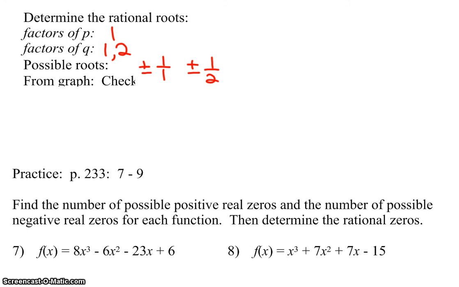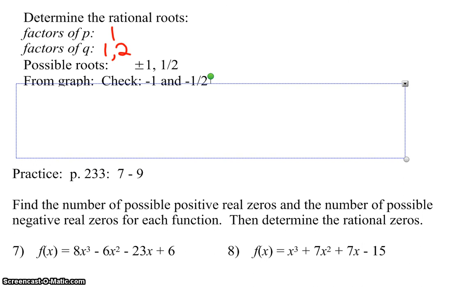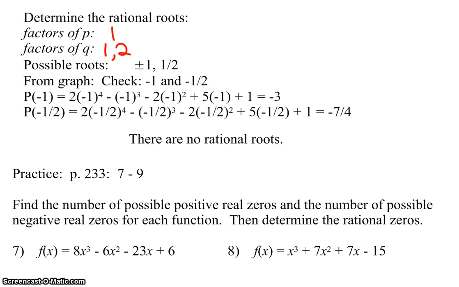We would then go ahead and substitute into the polynomial function. The ones we should check are negative 1 and negative 1/2. When we substitute in, this is what we end up with. When I substituted in negative 1, I got negative 3. When I substituted in negative 1/2, I got negative 7/4. Neither of those worked out to 0, so that meant there were no rational roots on this particular problem.